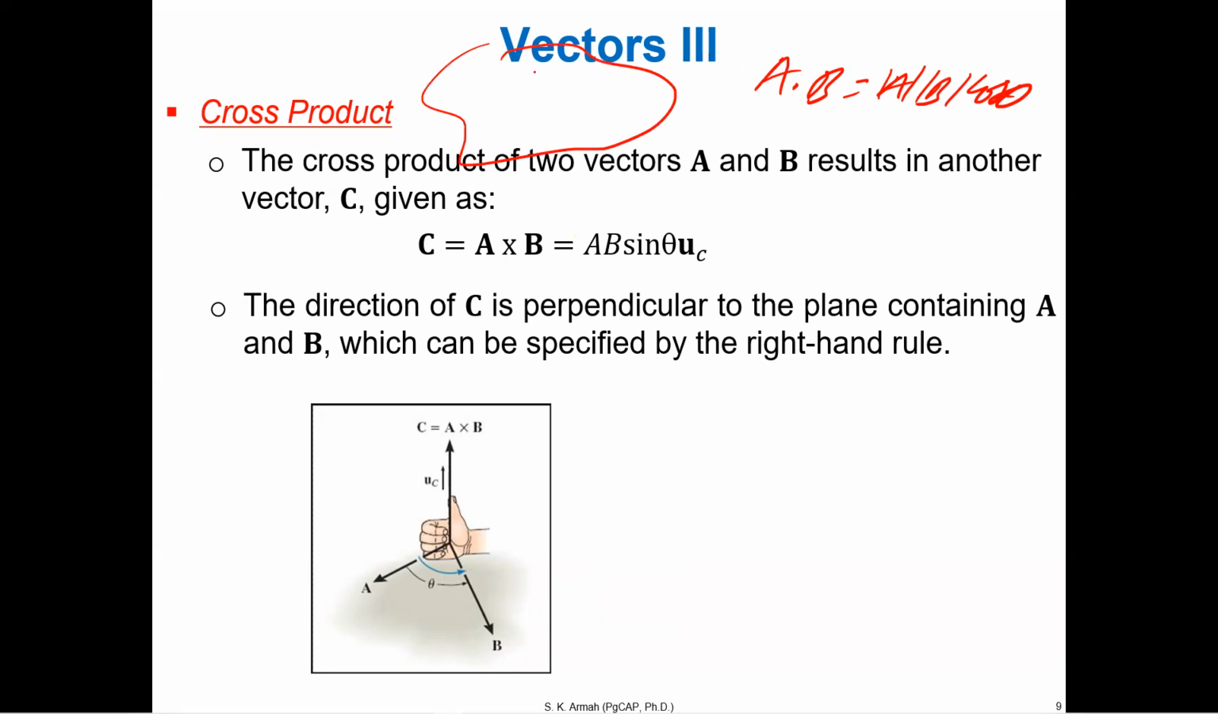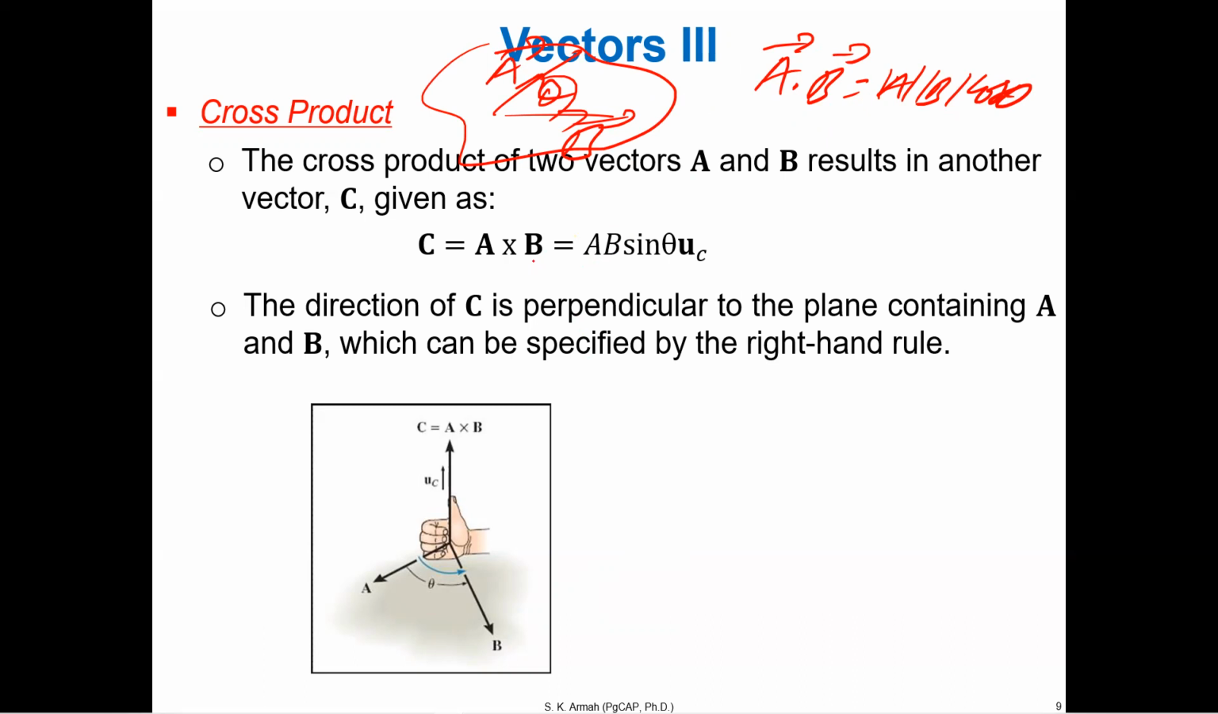That is, if you have a plane that contains two vectors, let's call it vector A and then vector B, and the angle between them is theta. That is dot product. But here I'm talking about cross product.